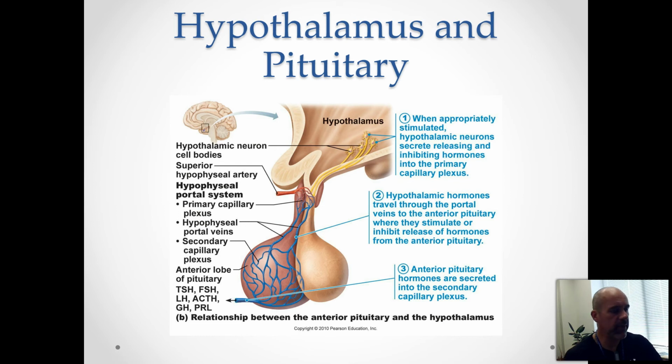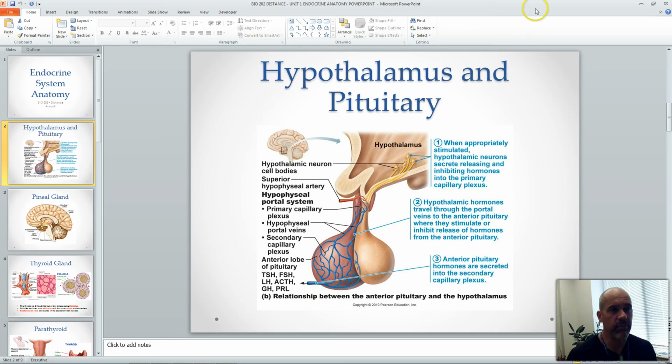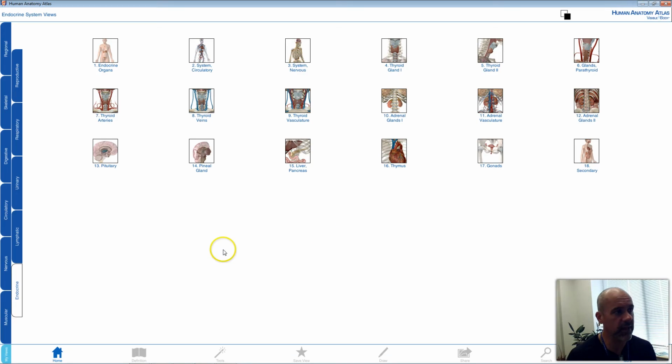All right, so I'm going to flip over to Visible Body, which is a 3D anatomy app. And again, on Blackboard, I've got links to various 3D anatomy apps that you might want to check out. Some of those are free and some of those are not. Visible Body is probably the best one. I like it a lot. It's not free though. If you want to purchase it, it'll probably cost you about 40 bucks.